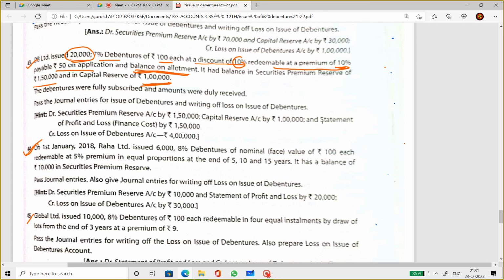Question number 44. On 1st January 2018, Raha Limited issued 6,000 8% debentures of face value 100, redeemable at 5% premium in equal proportion at the end of 5, 10 and 15 years. So here redemption is done in equal installments. So which means 6,000 debentures divided by 3. So 2,000 debentures are first redeemed after 5 years, another 2,000 after another 5 years, which means after 10 years, and then the last 2,000 after 15 years.